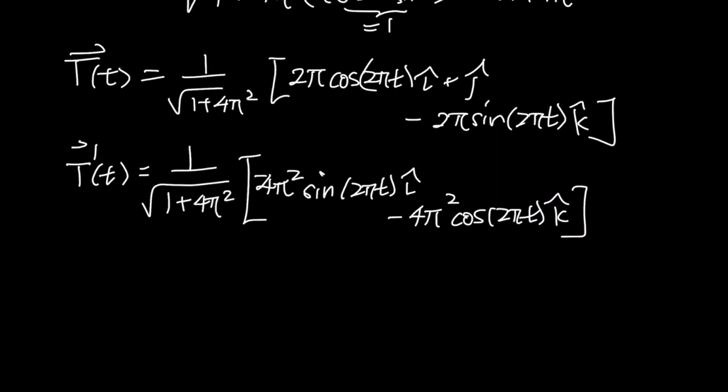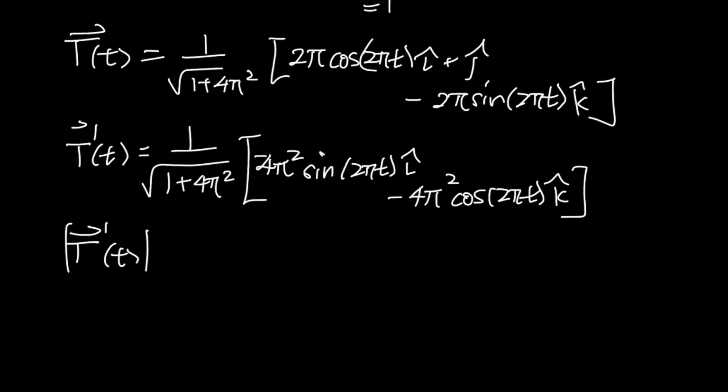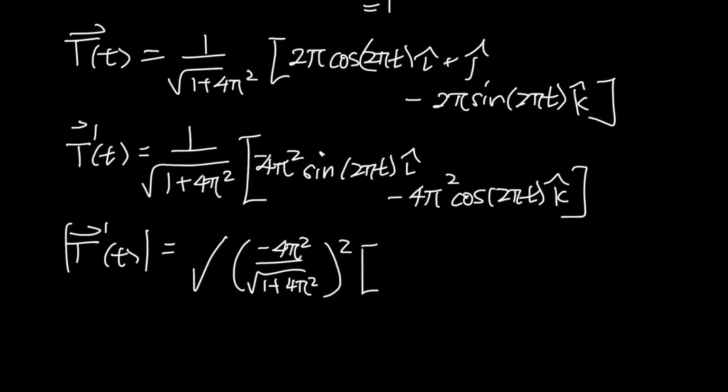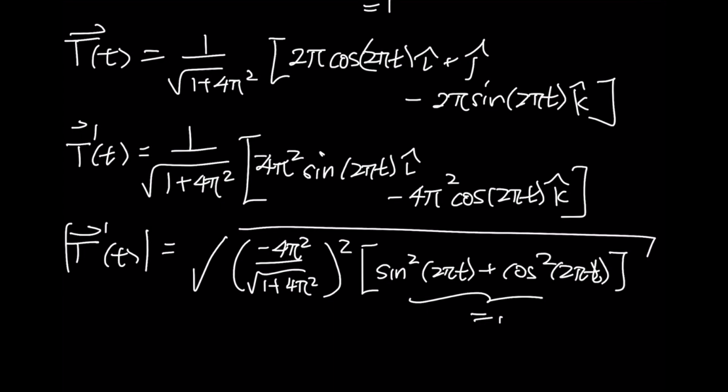The length of this vector is the square root of all of these terms squared. So 4 pi squared over the square root of 1 plus 4 pi squared. That's going to be squared because it appears in every component. And then I will get a sine squared of 2 pi t plus a cosine squared of 2 pi t. As always, this is 1. All of these terms are in the square root. So because of the square root and the square property, I'm going to get the square root of 1 plus 4 pi squared and 4 pi squared up top.